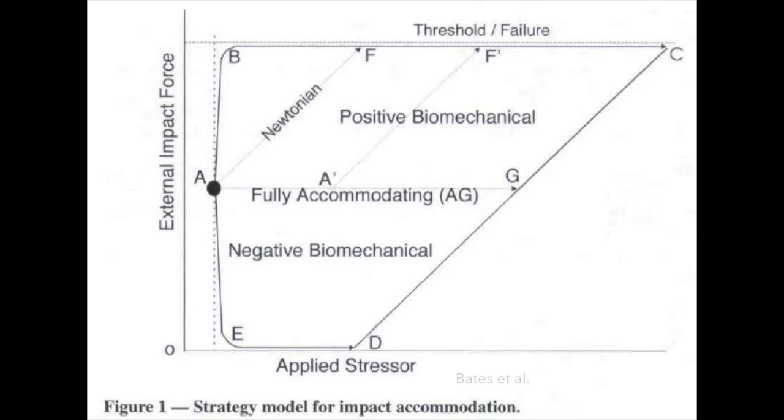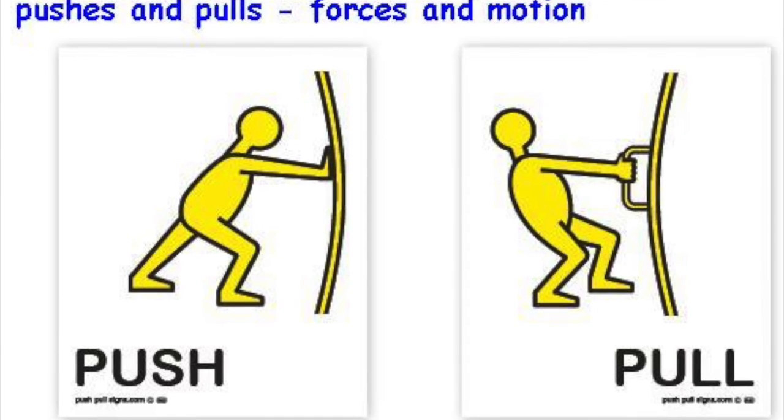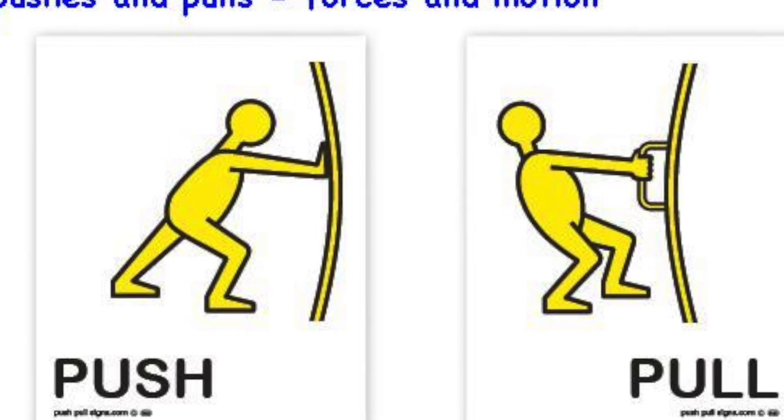The strategy model depicted by Bates et al. here shows the Newtonian response to the expected force response with an added mass or an increase in height, which creates an increase in acceleration. Any other response is non-Newtonian, whether it's positive biomechanical, fully accommodating, or negative biomechanical. These are different strategies that individuals employ to reduce the force output. So remember, a force is a push or pull that tends to cause motion.